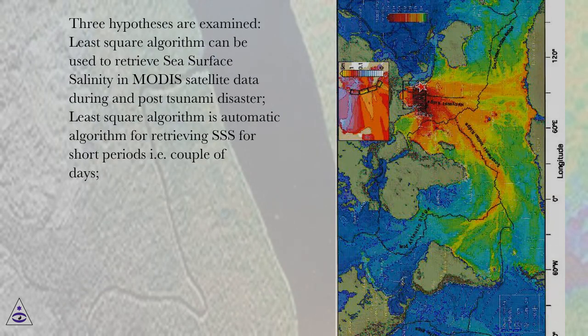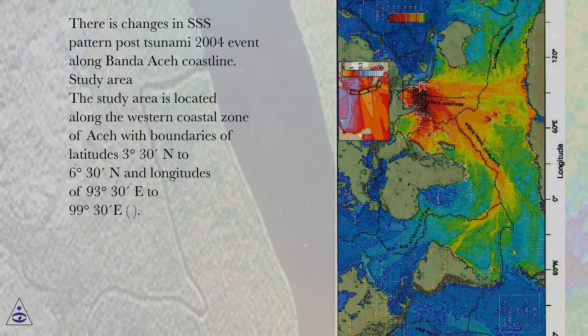Three hypotheses are examined. Least square algorithm can be used to retrieve sea surface salinity in MODIS satellite data during and post-tsunami disaster. Least square algorithm is an automatic algorithm for retrieving SSS for short periods, i.e. a couple of days. There are changes in SSS pattern post-tsunami 2004 event along the Banda Aceh coastline.